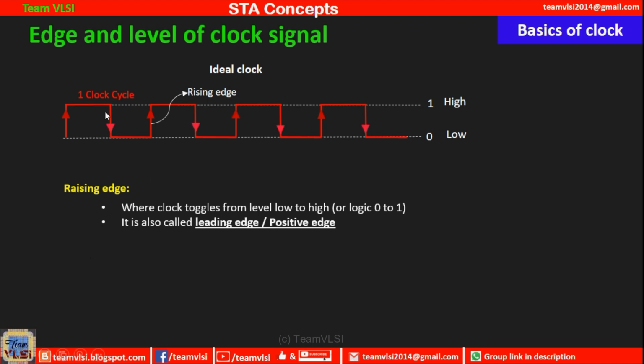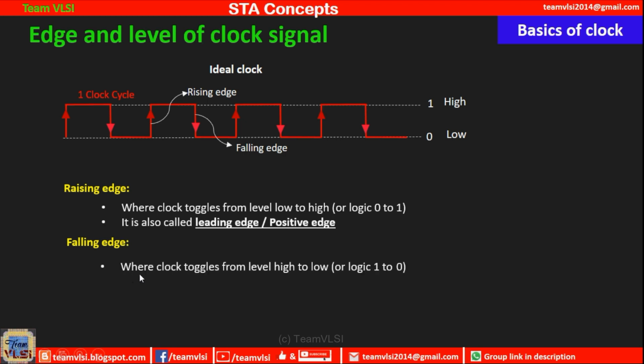And look over this moment where your clock is falling from a level high to level low. So these edges are called falling edge. So falling edge is defined as where clock signal toggles from level high to level low. It is also called trailing edge or negative edge.